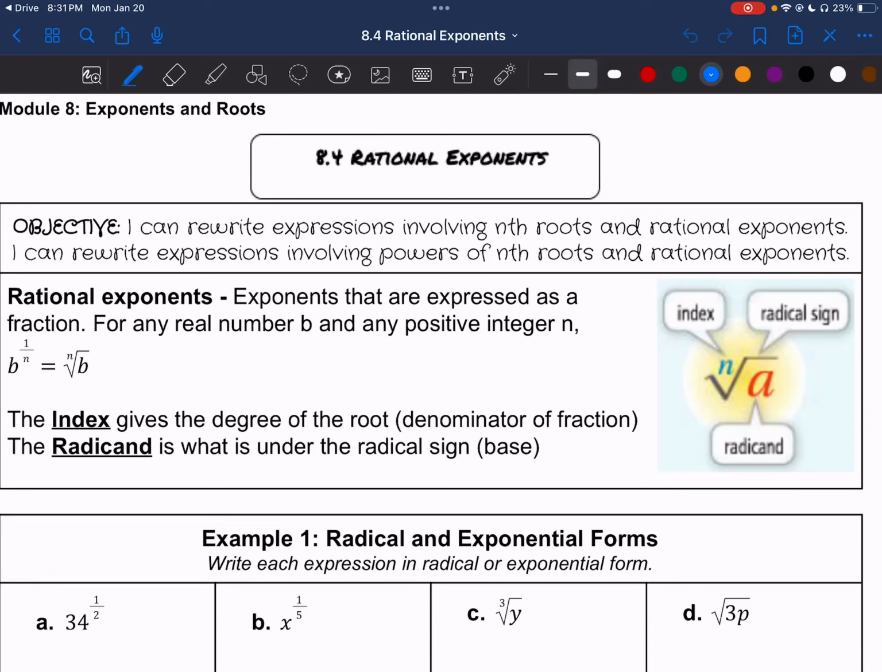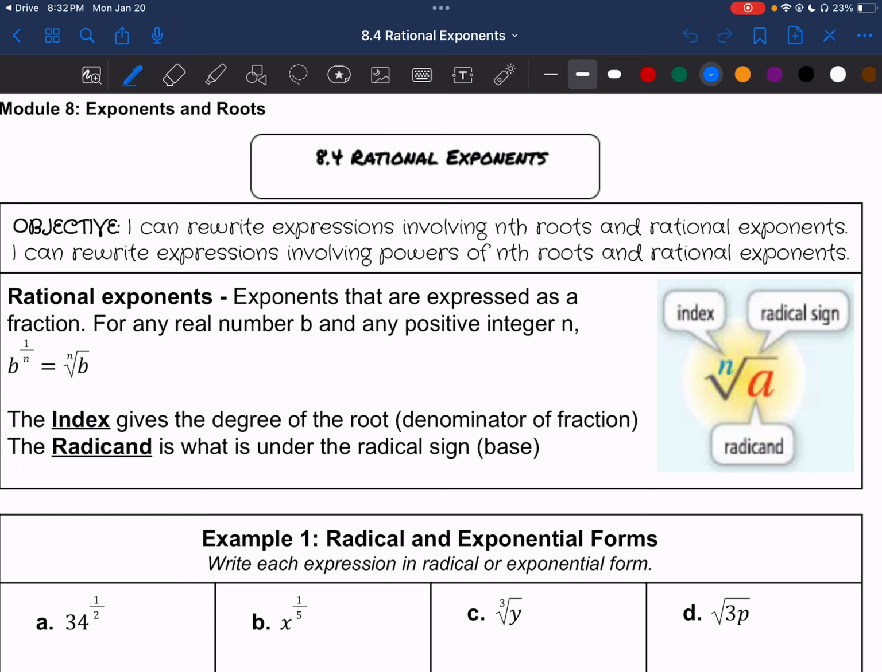Hello, and welcome to Module 8.4, Rational Exponents. Our objective for today is that I can rewrite expressions involving nth roots and rational exponents, and that I can rewrite expressions involving powers of nth roots and rational exponents.